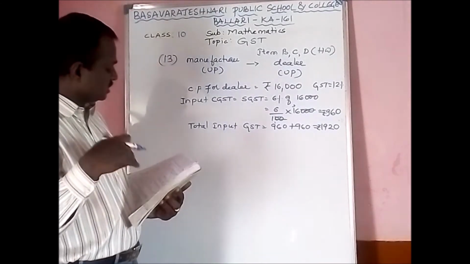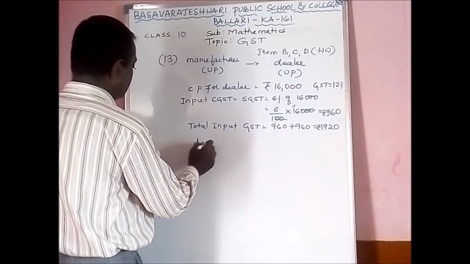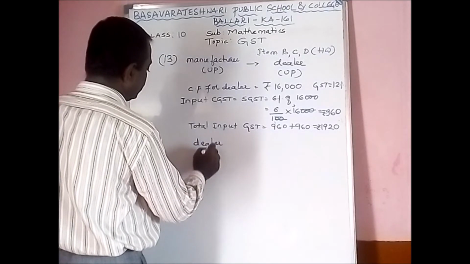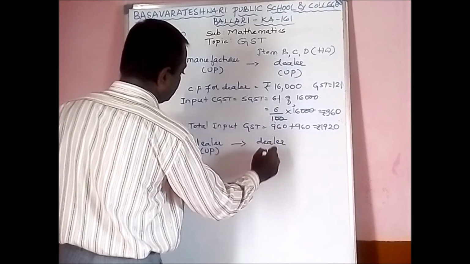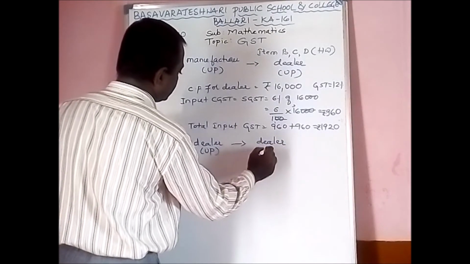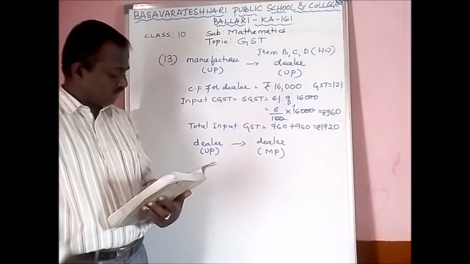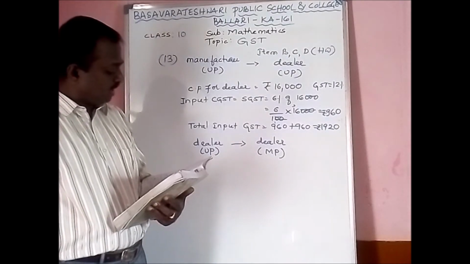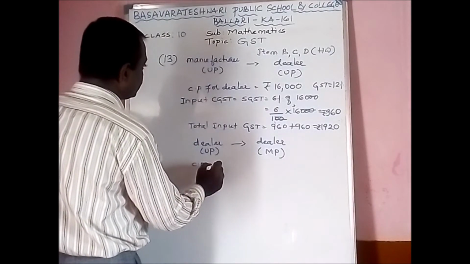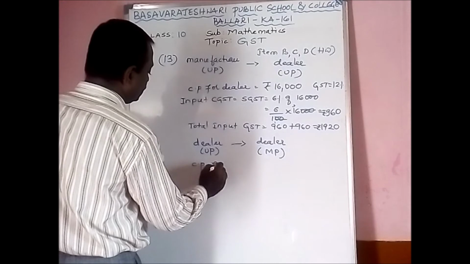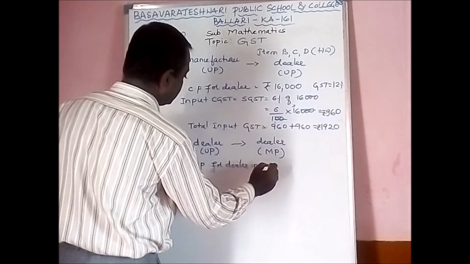The cycle was then sold to a dealer in Ujjain. So the dealer from UP, what is he doing? He is selling the cycle to a dealer in Ujjain. Ujjain is in MP, so we write only the state. That means a state to state transaction is going on. UP for rupees 17,500. So what is the cost price for the dealer in MP? Dealer in MP, it is how much?